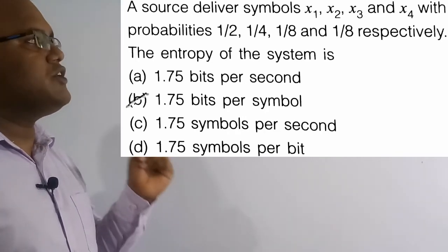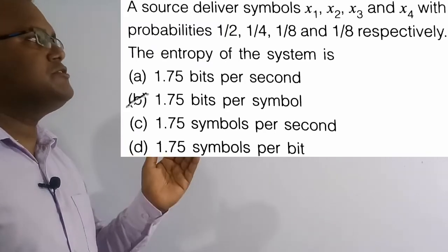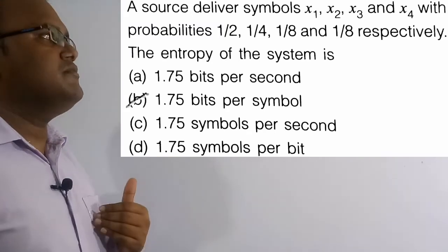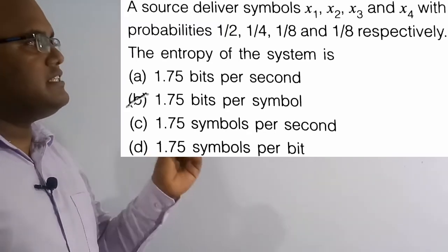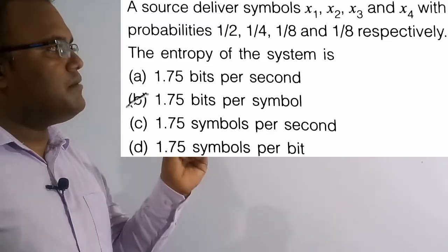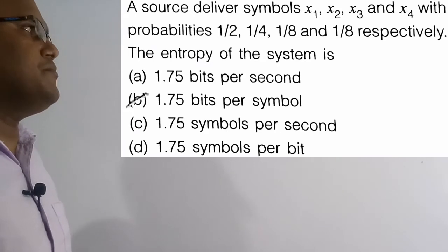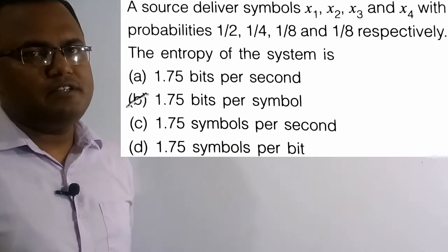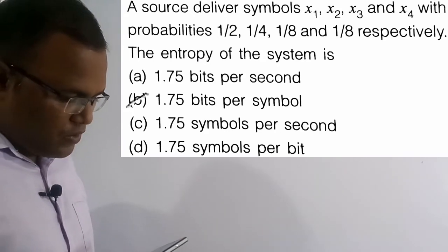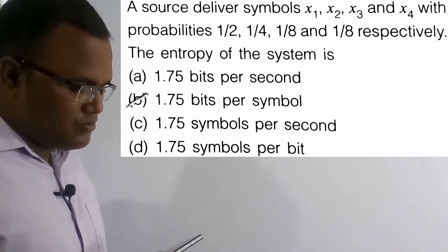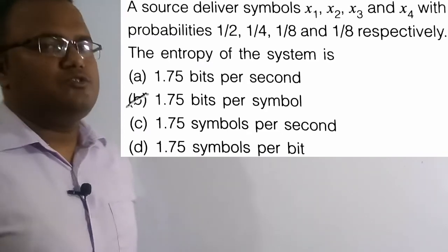The unit of the entropy of the system is bits per message or symbol. So for each and every message or symbol, how many bits we are going to represent is called the entropy. We need to figure out the value of the entropy. So what are the 4 options? Option B is the correct solution of this question. So let's solve this numerical.